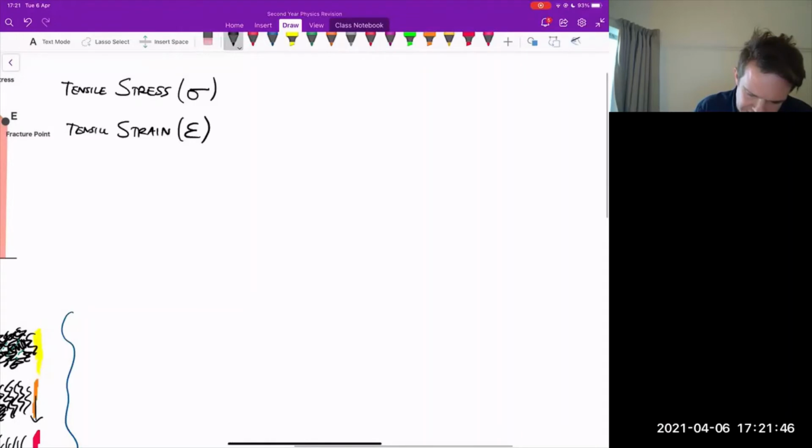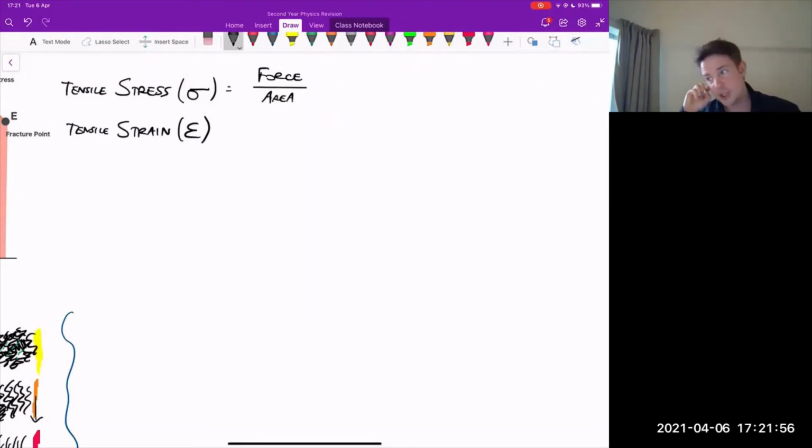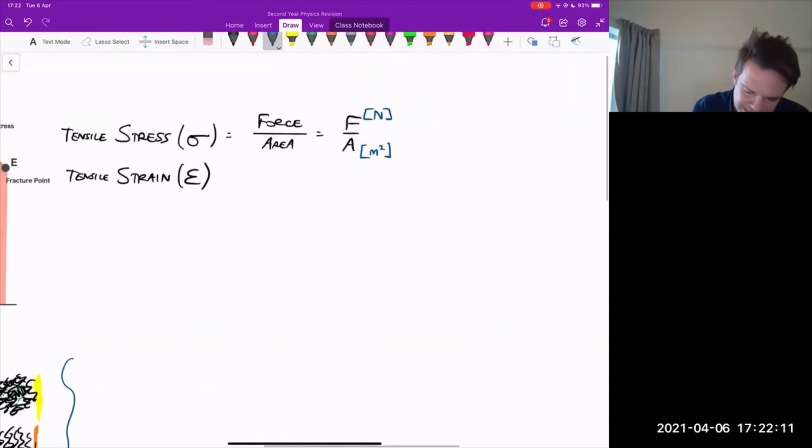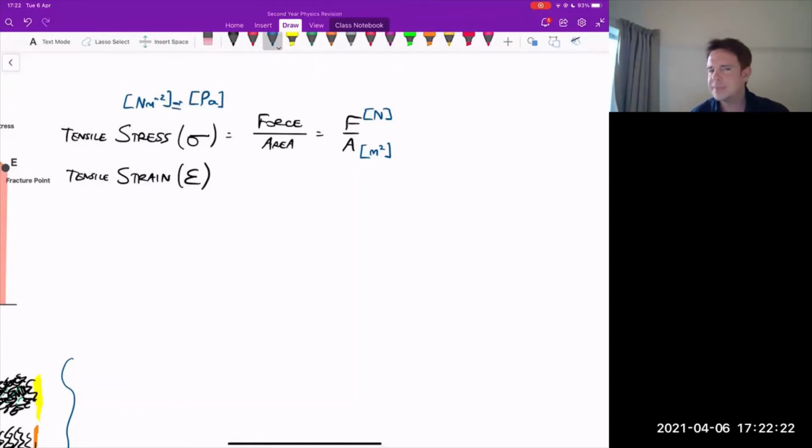So the definitions of these are: stress is force divided by area, the cross-sectional area of your sample, F over A. And that tells you its unit: if F is in newtons and area is in meters squared, the unit of stress is the newton per meter squared, or what's called the Pascal, which is the name we give to the unit newton per meter squared.